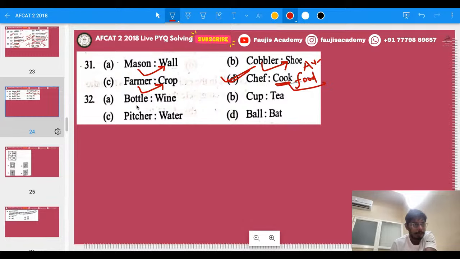32. Bottle is to wine. Cup is to tea. Pitcher is to water. Ball is to bat. Question number 32, boys. What do you guys think about this particular question?